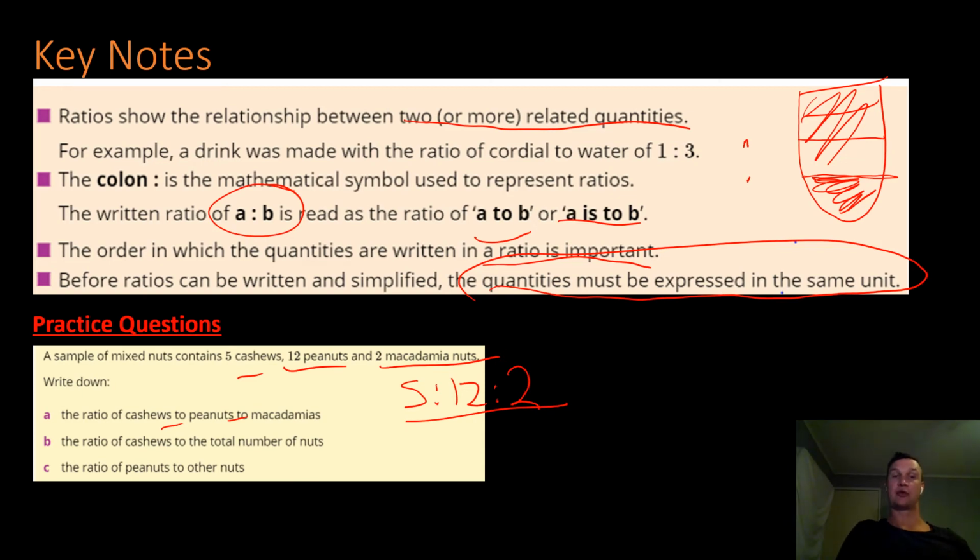The ratio of cashews to the total number of nuts: I know that I've got 5, and in total I've got 12 plus 2 plus 5, which is 19. So I've got 5 is to 19. And finally, the ratio of peanuts to the other nuts. I've got 12 peanuts, and in total the rest will be 5 plus 2, which is 7. So see how that helps us with the order. As long as you understand the order, you can move on from there.